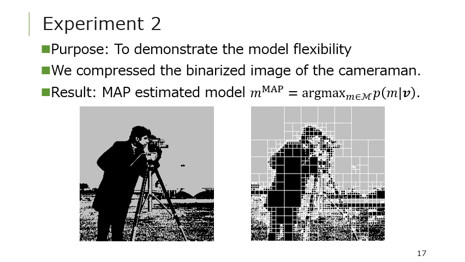The purpose of the second experiment is to demonstrate the model flexibility. So, we compressed the binarized image of the cameraman by the proposed method. In the compression process, we can get the MAP estimated model as a byproduct of our method. This image shows that MAP estimated model. We consider that our model effectively represents the non-stationarity of images.